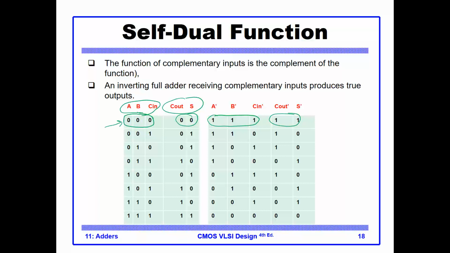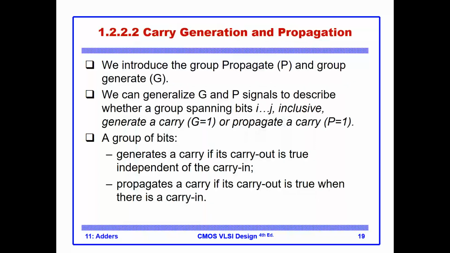Let's check another pattern here: 1, 0, 1. The inversion is 0, 1, 0. And the output here, the carry out and sum, is 1, 0. And if I invert the inputs, the output becomes 0, 1. Meaning, inverting the inputs causes the output to be inverted. This is referred to as a self-dual function. So how can I use this property to improve the adder performance?